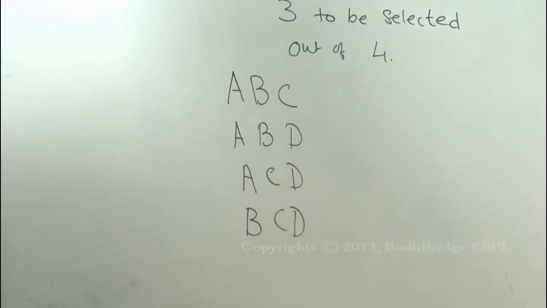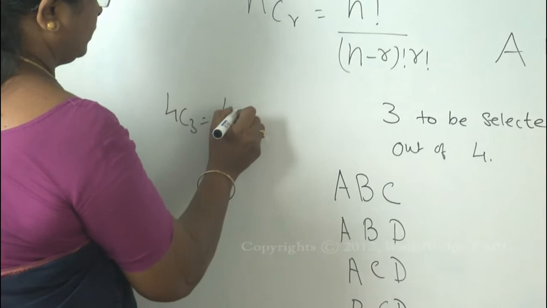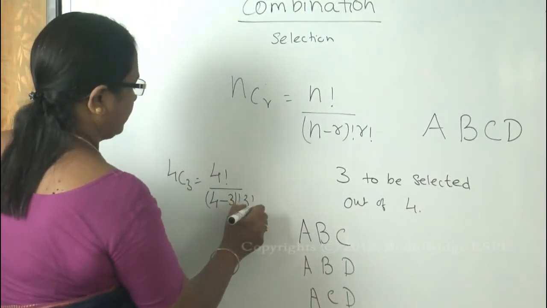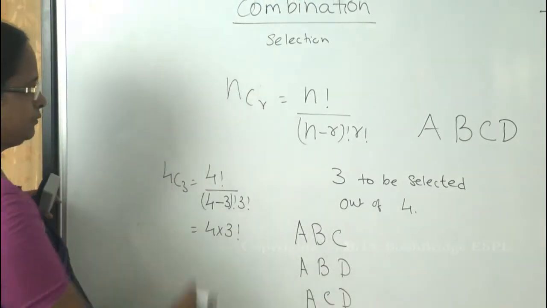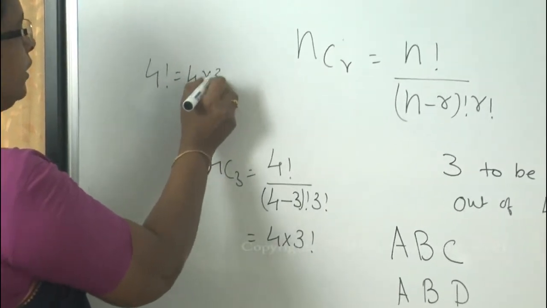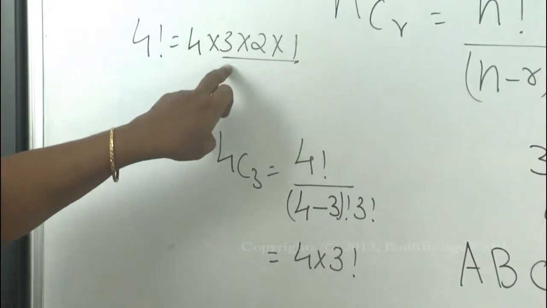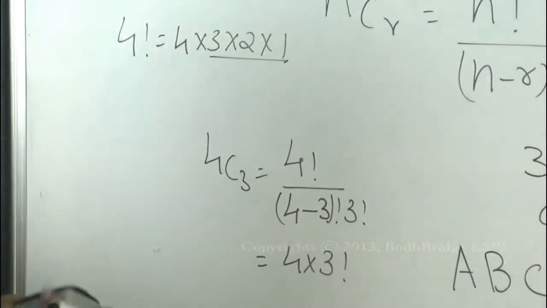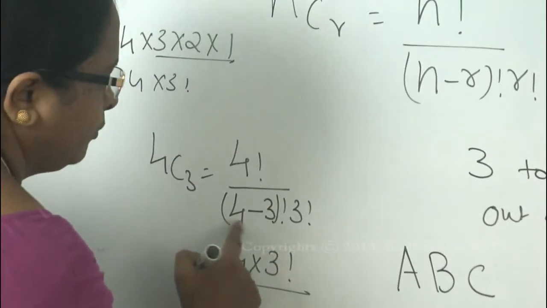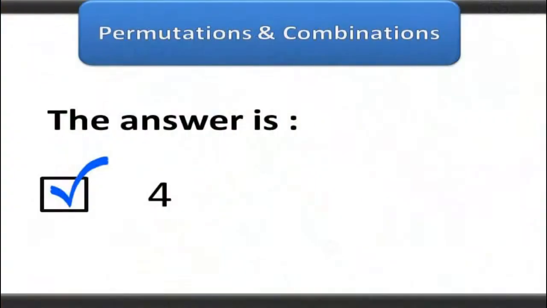You can even use the formula here. The formula is 4C3, which is 4 factorial divided by (4 minus 3) factorial into 3 factorial. 4 factorial is 4 into 3 into 2 into 1, and 3 into 2 into 1 is nothing but 3 factorial. So this can be written as 4 into 3 factorial. And here 4 minus 3 is 1, so 1 factorial into 3 factorial. This and this will get cancelled. The final answer is 4.